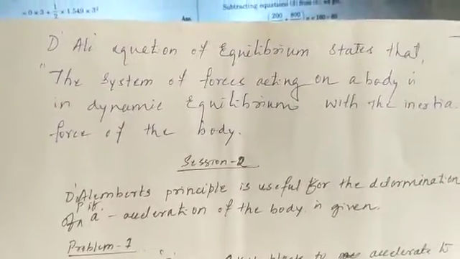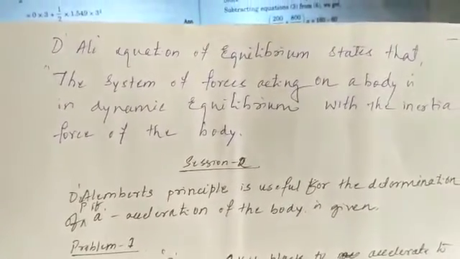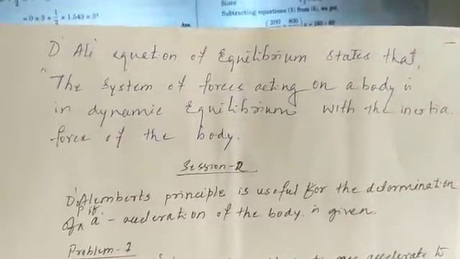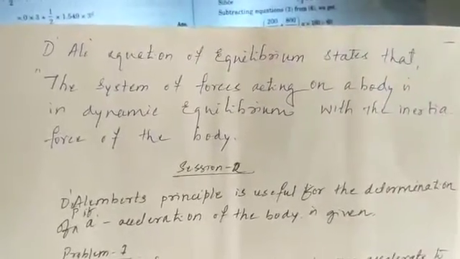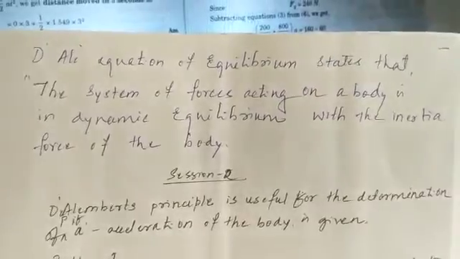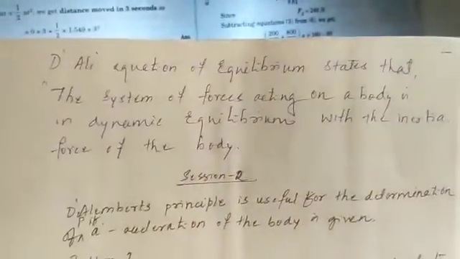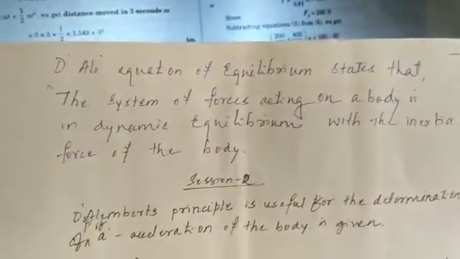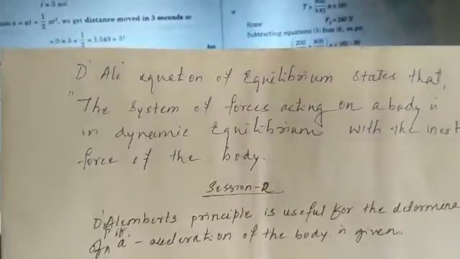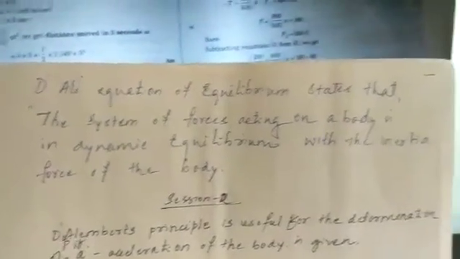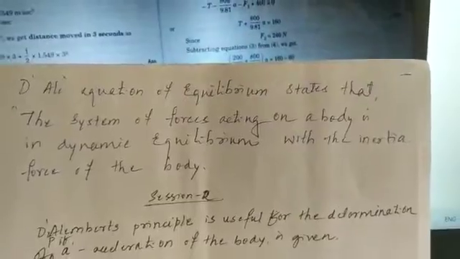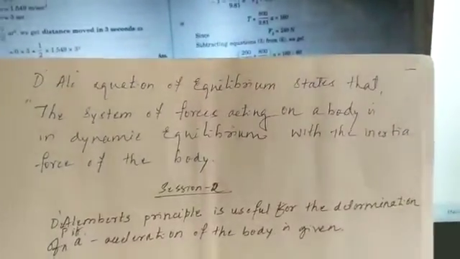principle, you can state that the system of forces acting on a body is in dynamic equilibrium with the inertia force of the body. So when the body is under motion, it is subject to some resultant force. Because of that, the body is moving, and the inertia force is opposing. This will balance. So that's why I call it dynamic equilibrium.